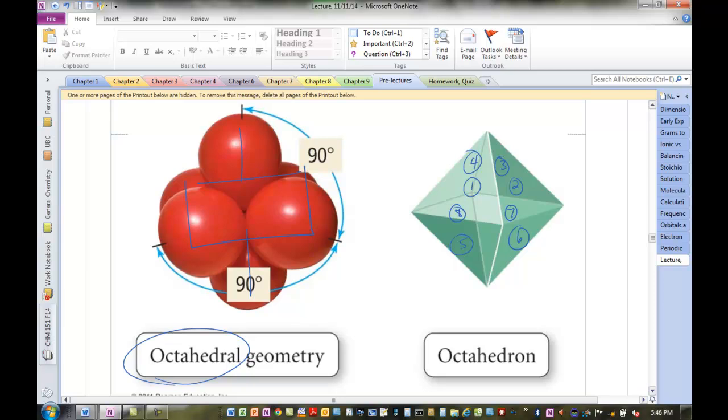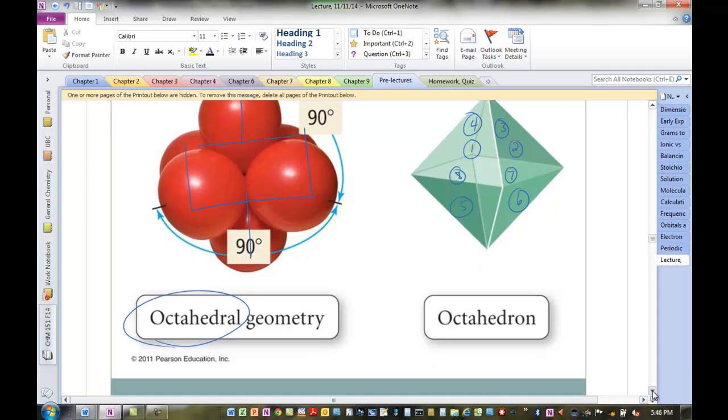2 pairs linear, 3 pairs trigonal planar. I know you hate me saying it again. 4 pairs tetrahedral, 5 pairs trigonal bipyramidal, 6 pairs octahedral. There you go. And I think there's an example shown here.